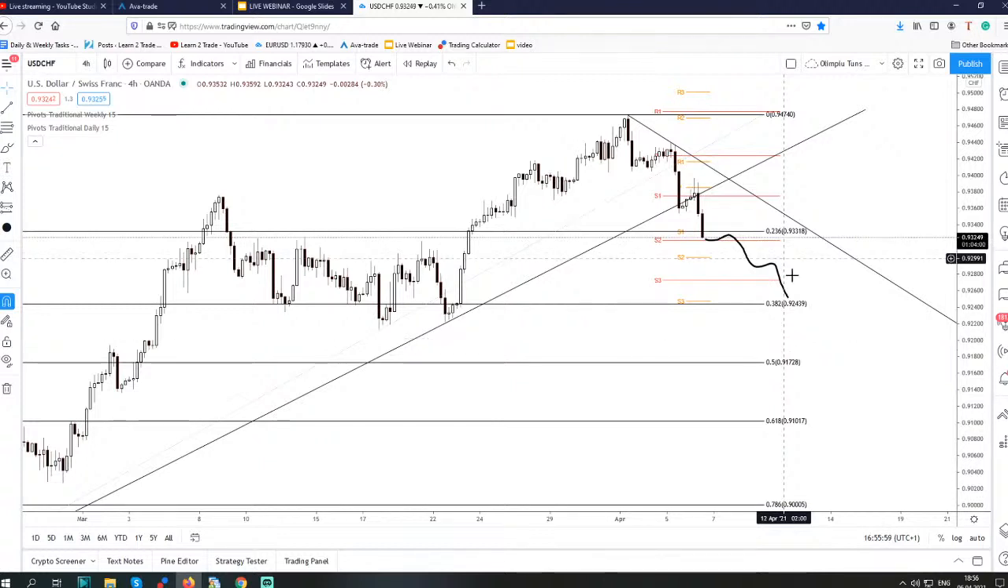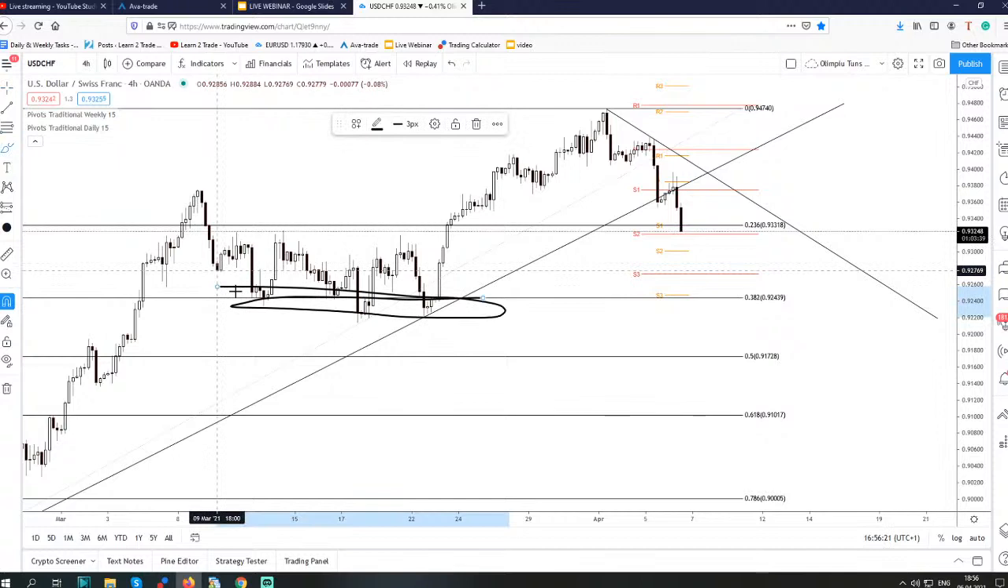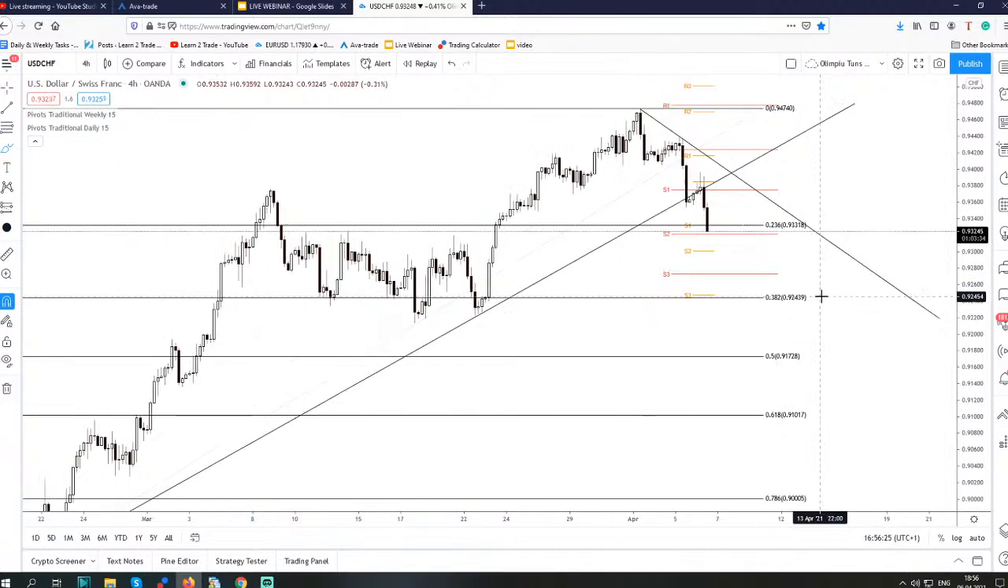Okay, so as I just told you, the bias is bearish here as long as the price will stay right below this minor downtrend line, and it could approach S3 and the 38.2 retracement level. We have here an important support area. As you can see, we have here former lower lows, former lows here.